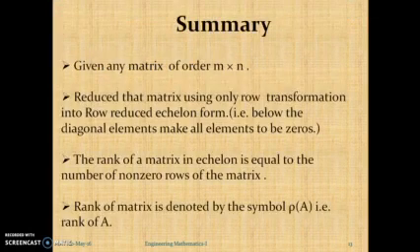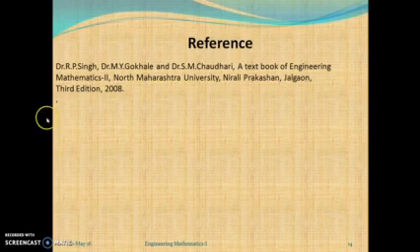Now, the summary: given any matrix of order m cross n, reduce that matrix using only row transformations into row reduced echelon form, that is, below the diagonal elements make all elements 0. And remember the definition of rank: rank is nothing but the total number of non-zero rows of the matrix. The rank of a matrix is denoted by the symbol ρ(A), that is, rank of A. And this is the reference for practice.